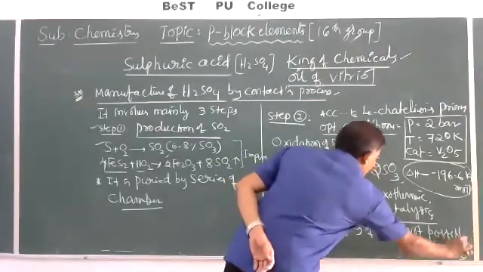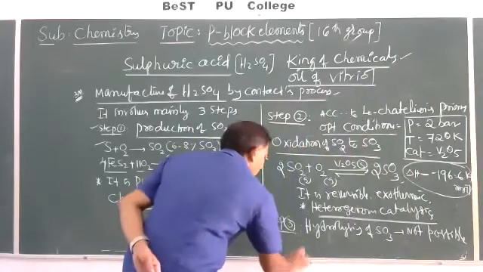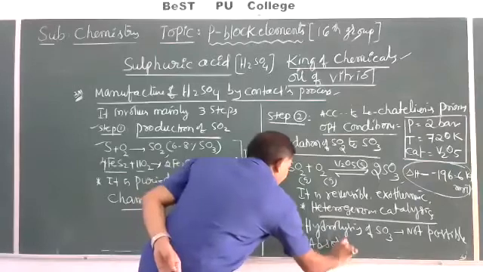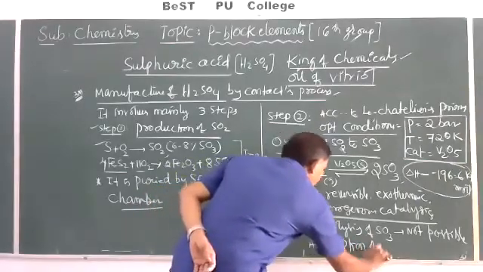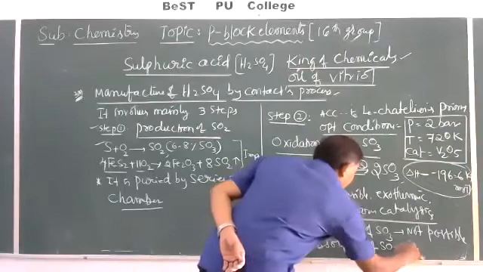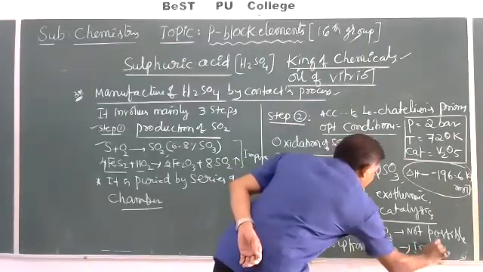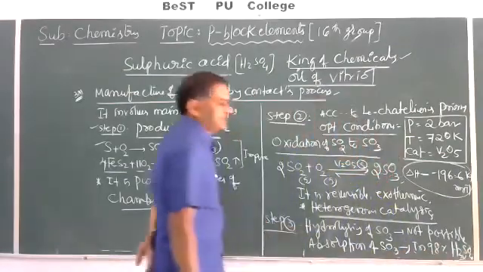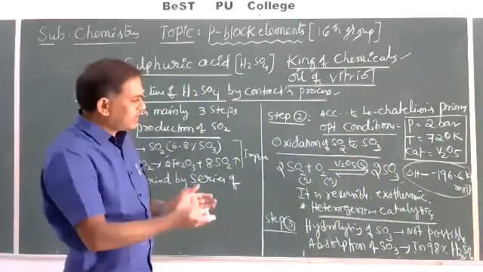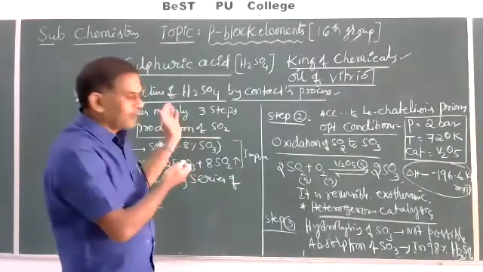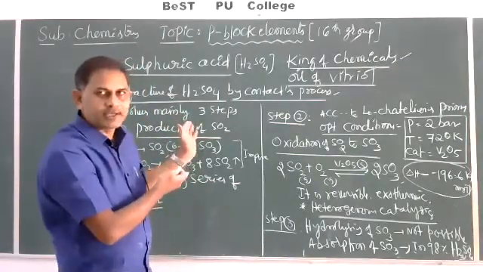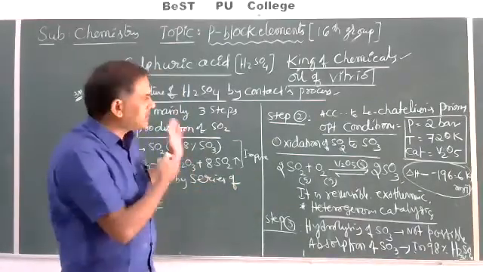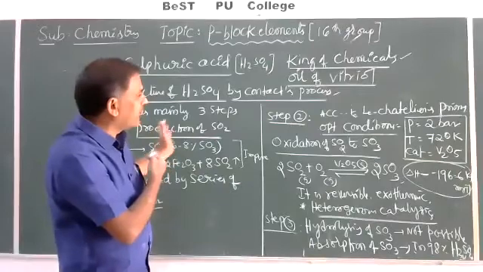Hydrolysis is not possible. That's why in the third step, that is absorption of sulfur trioxide in 98% already prepared sulfuric acid. Sir, what's this? We are preparing sulfuric acid. Without sulfuric acid, how is it possible? 98% sulfuric acid means, in this industrially important method, the contact process.